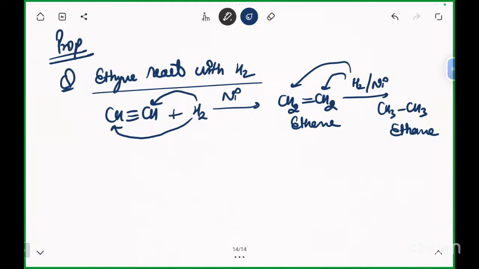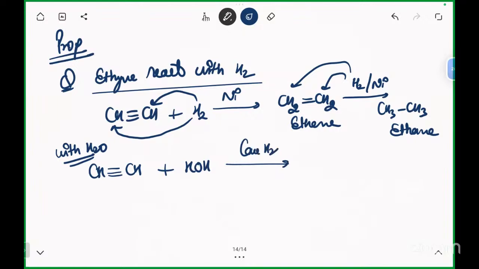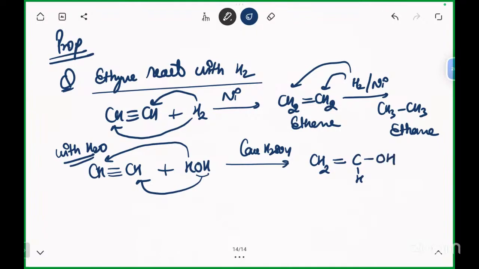Second, if the question asks what happens when ethyne reacts with water instead of hydrogen: CH triple bond CH, this is ethyne. When it reacts with water in the presence of concentrated H2SO4, hydrogen will go to one carbon and OH will go to the other carbon. So it will be CH2 double bond CH single bond OH. Here there is a change in the reaction. It will undergo rearrangement.